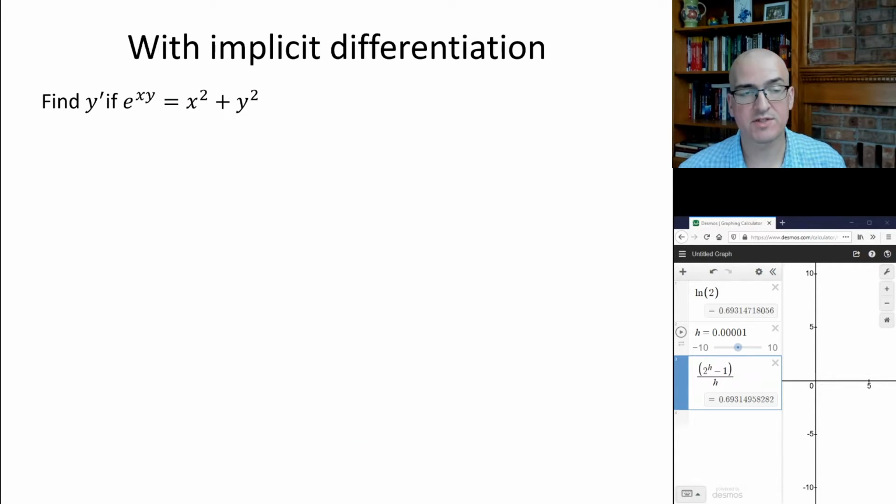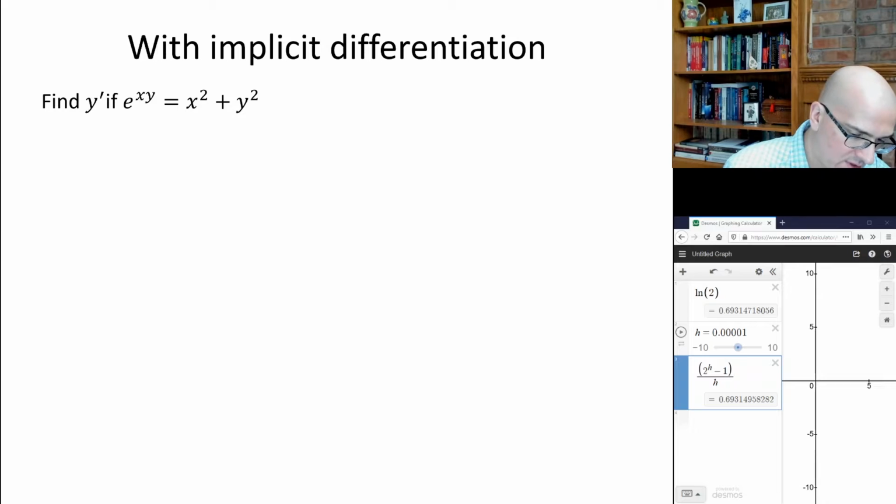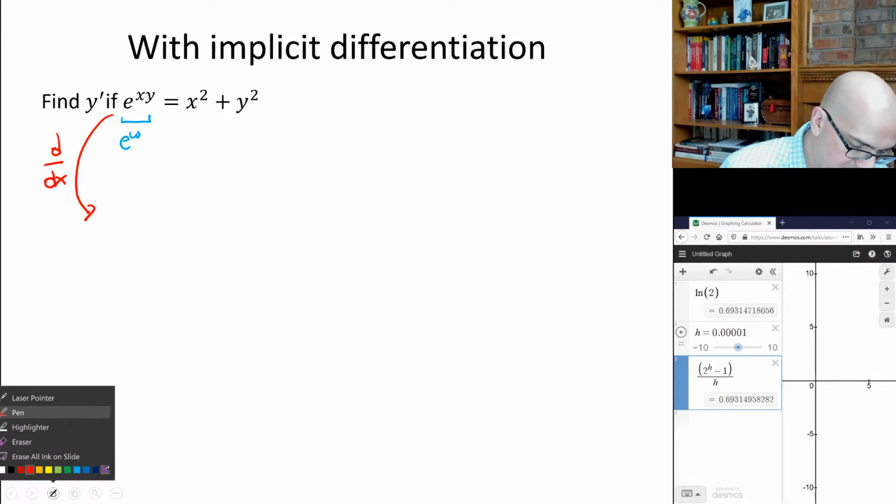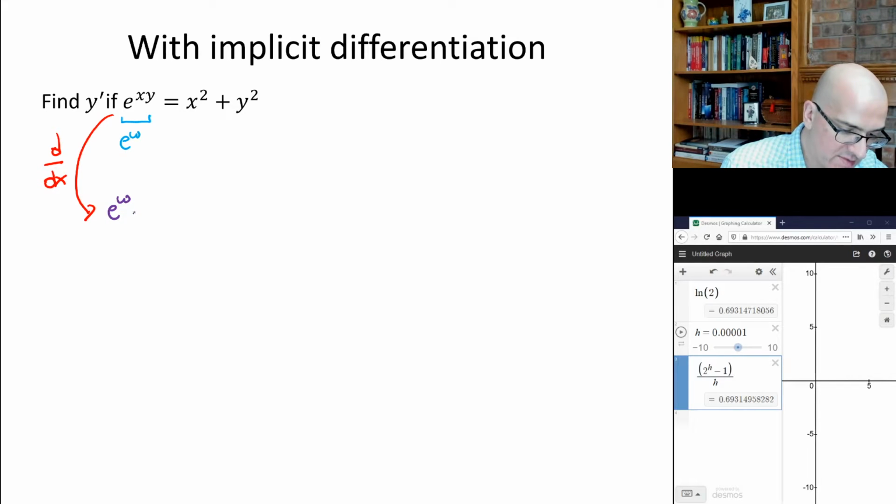This one doesn't have any log functions in it, but when we talked about exponential derivatives, there weren't any examples involving implicit differentiation, so there's one here. e to the xy equals x squared plus y squared, and we're asked to find y prime. So this e to the xy term is like an e to the w. After we take the x derivative of all the pieces, d by dx of both sides, the derivative of e to the w is e to the w times w prime.